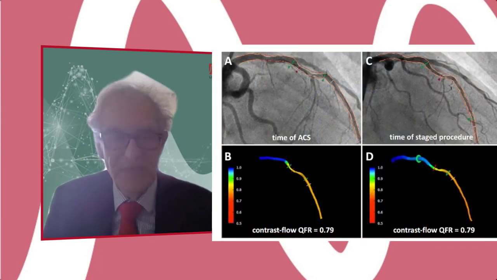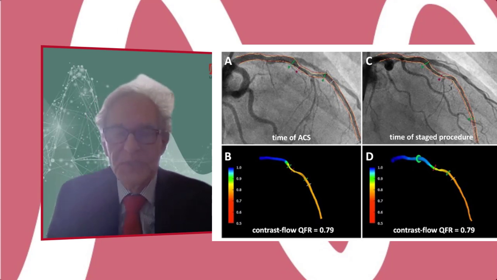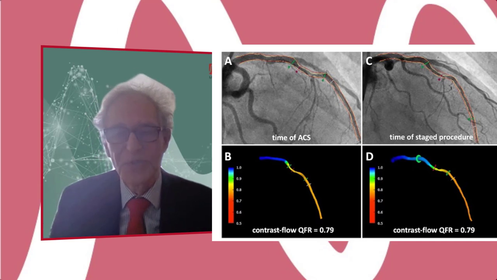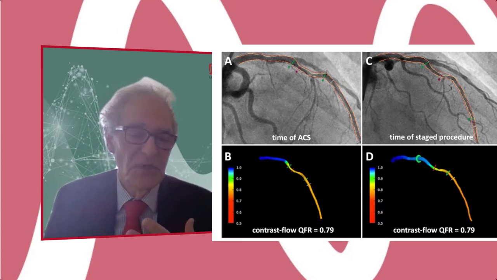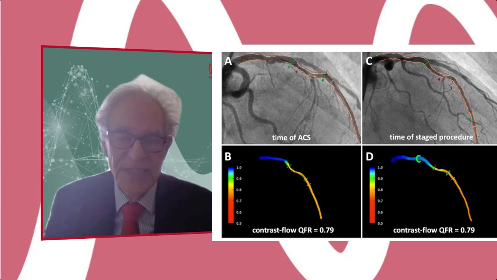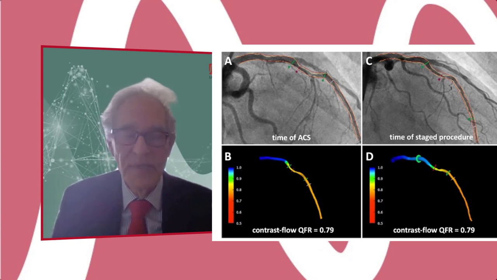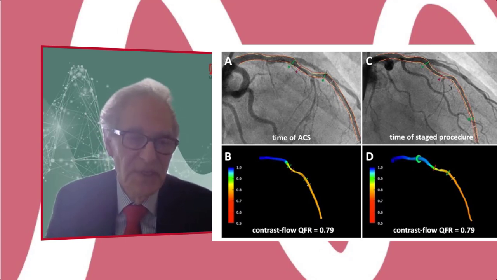And as I mentioned already, there is the high quality of your work, and it is also given in figure two, where you show the results: at the time of ACS the QFR was 0.79, and also at the staged procedure. So this is of course the textbook example, and we will also show this particular figure in the final edit of this interview. You mentioned already, Professor Leistner, the high accuracy, but you see here exactly the same number initially and also later on, and that is of course also due to the high quality of your work. But would you comment on that? Do you do something special to get those high qualities? I mean, you have such an enormous experience in the meantime.